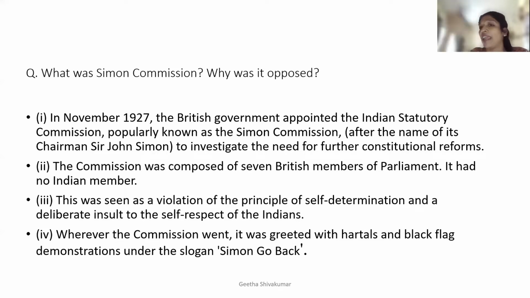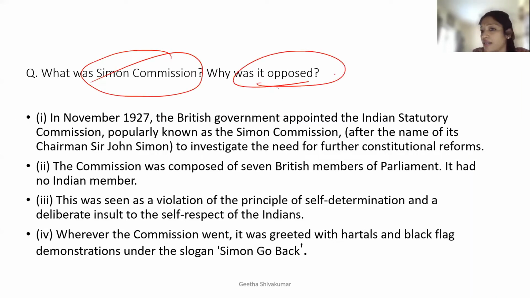So there can be n number of questions formed, but the answer will remain the same. They are asking you about the Simon Commission and the reasons why it was opposed. So in November 1921, the British government appointed the Indian Statutory Commission, properly known as the Simon Commission.